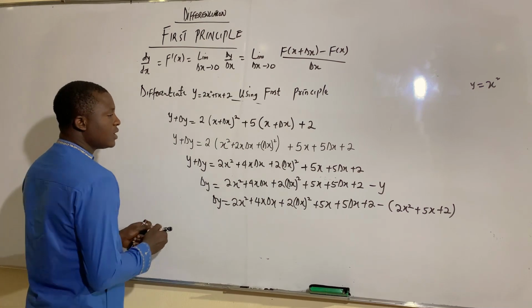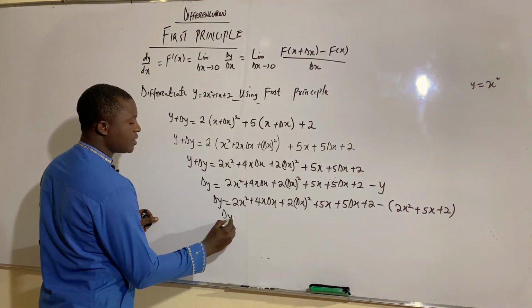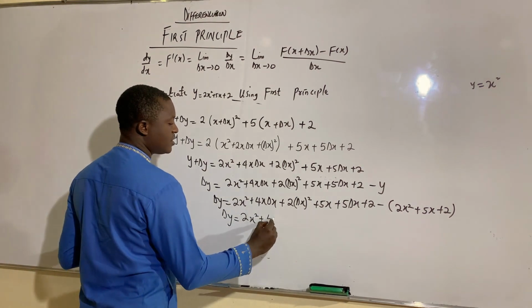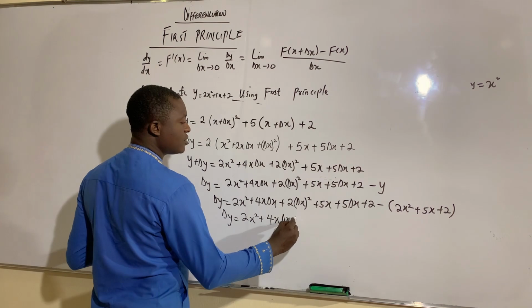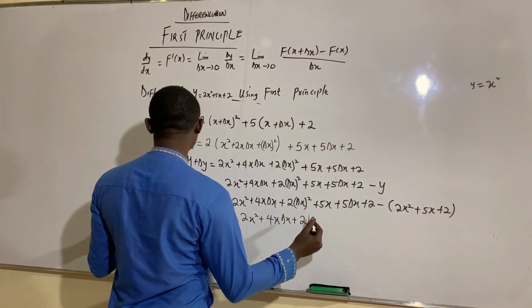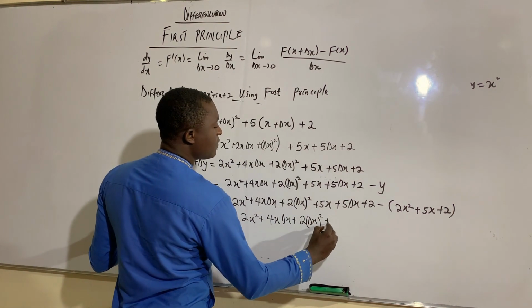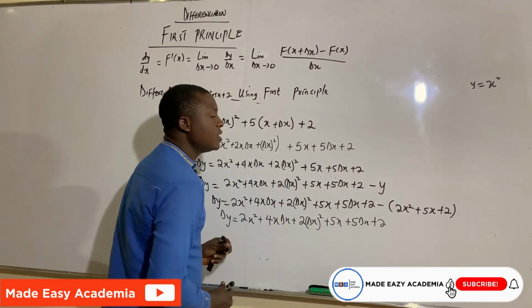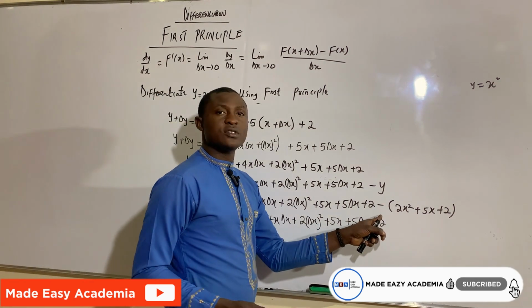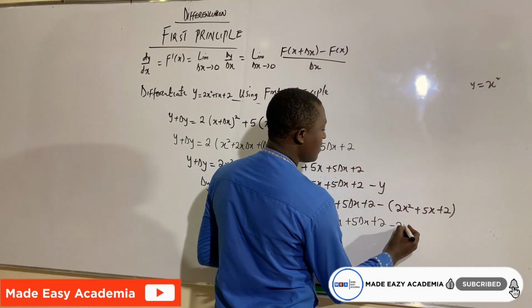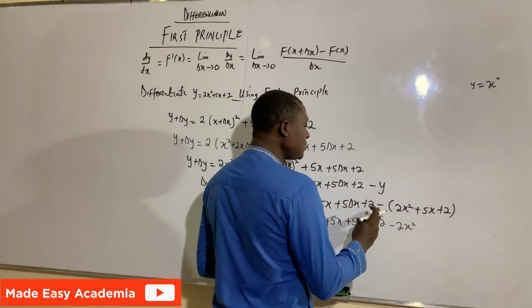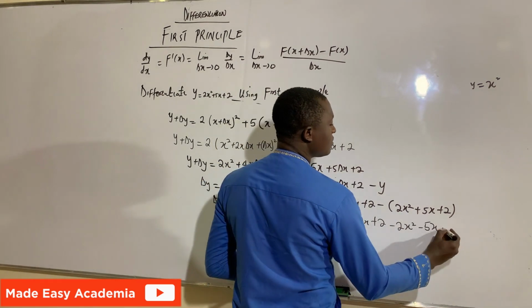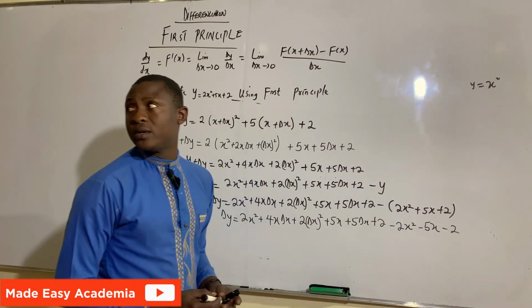So here I can have this one to be change in y is equal to 2x squared plus 4x dx, change in x plus 2 change in x all squared plus 5x plus 5 change in x plus 2. Now, if I open the bracket of this, minus times 2x squared, we have minus 2x squared. Minus times this, and we have minus 5x. Minus times plus 2, of course, we are going to have minus 2.